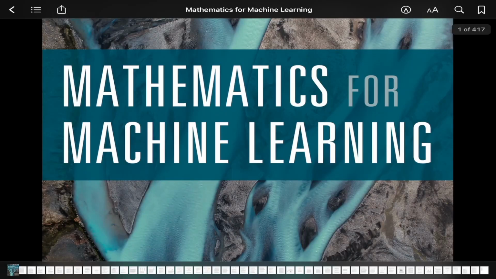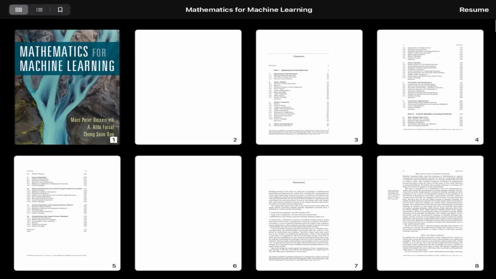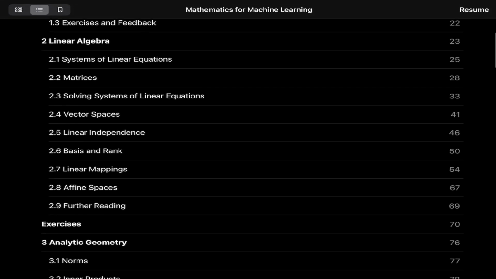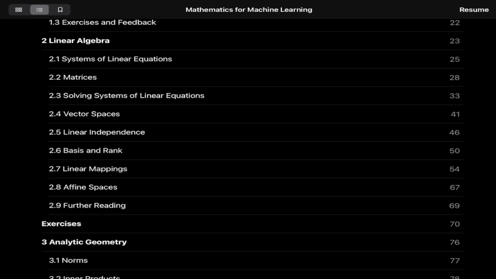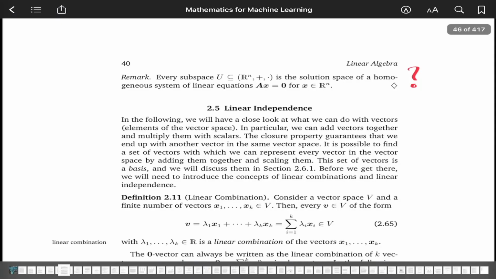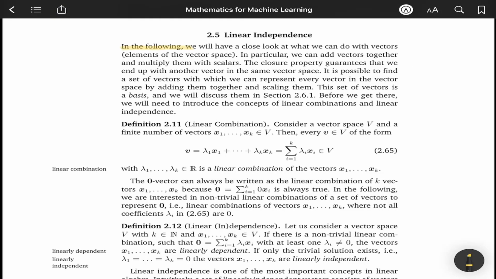Welcome to another open learning session where I'm going to catch up with deep learning. I'm using this book called Mathematics of Machine Learning, and today we are looking at chapter 2.5, Linear Independence.